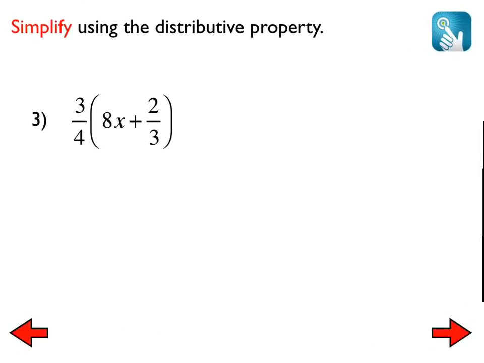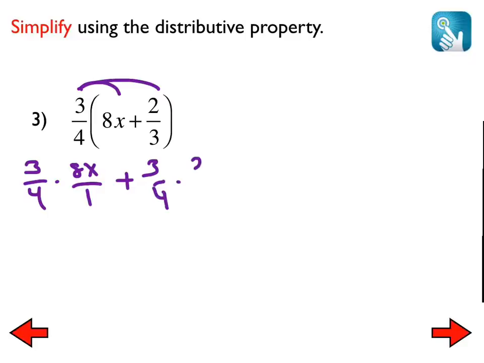Number 3, we now have a fraction on the inside of the parentheses, which is, again, why I wanted you to show that distribution step. 3/4 times 8x over 1 plus 3/4 times 2/3. Can we cross divide? Yes. 1 goes here and 2 goes here. How about the other set? Anything cross cancel? Yes, again, this will be 2 and this will be 1.